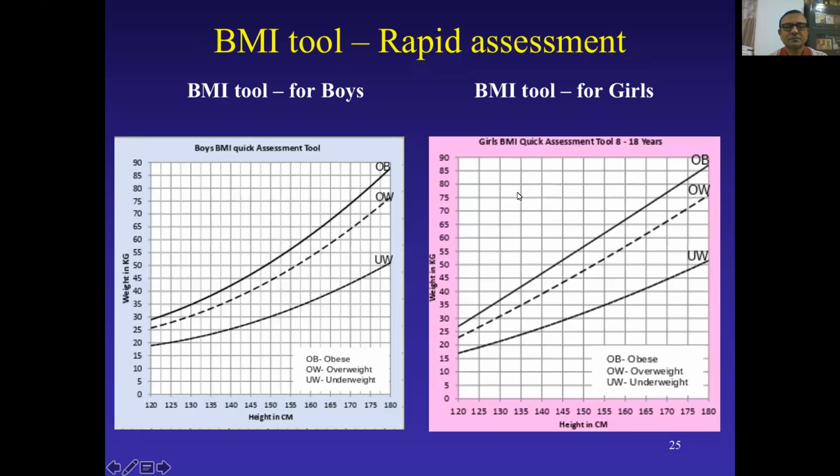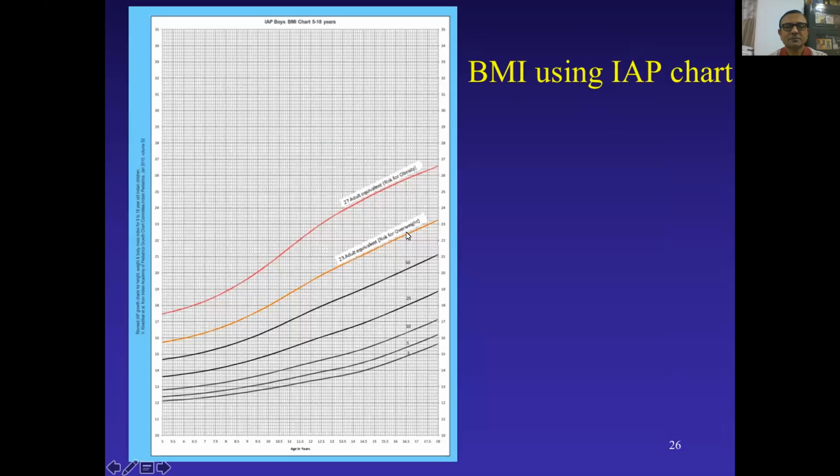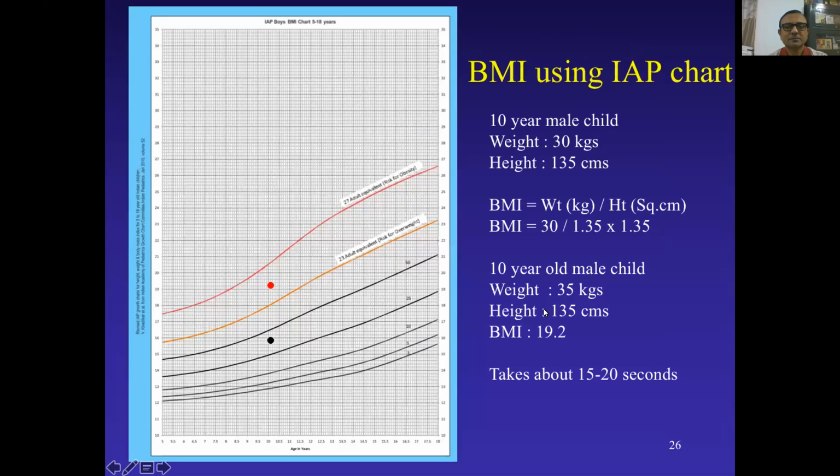Here are two examples. These are our IAP growth charts. The black dot is a child who is normal, who has a height of 135 centimeters and a weight of 30 kilos. And the red dot is a child who has a weight of 35 kilos at the same height. Here you can see that this child is normal on IAP growth charts and this child is overweight.